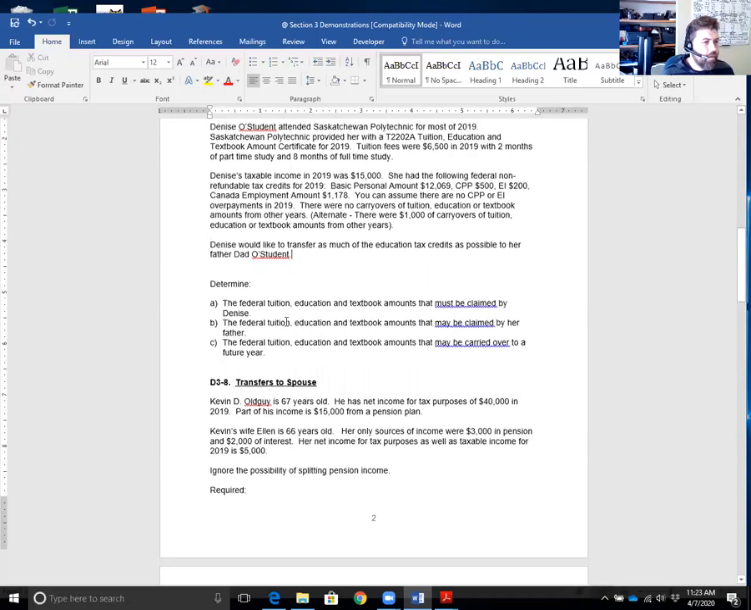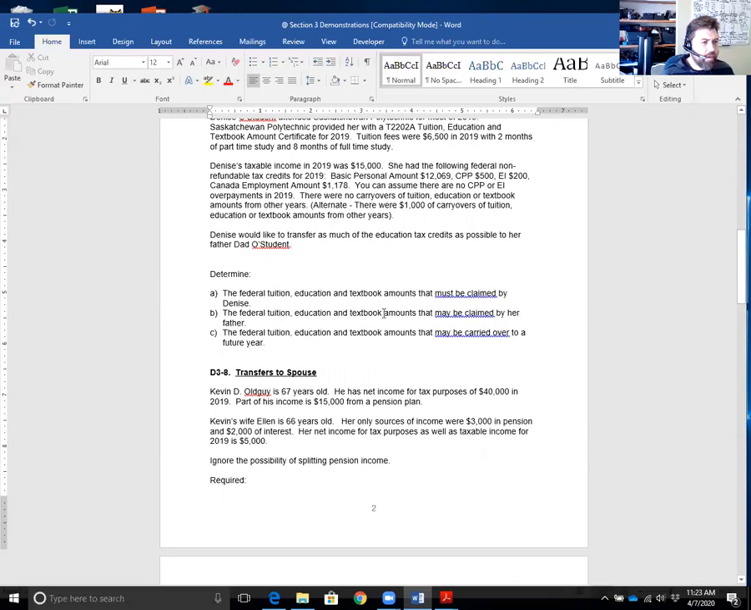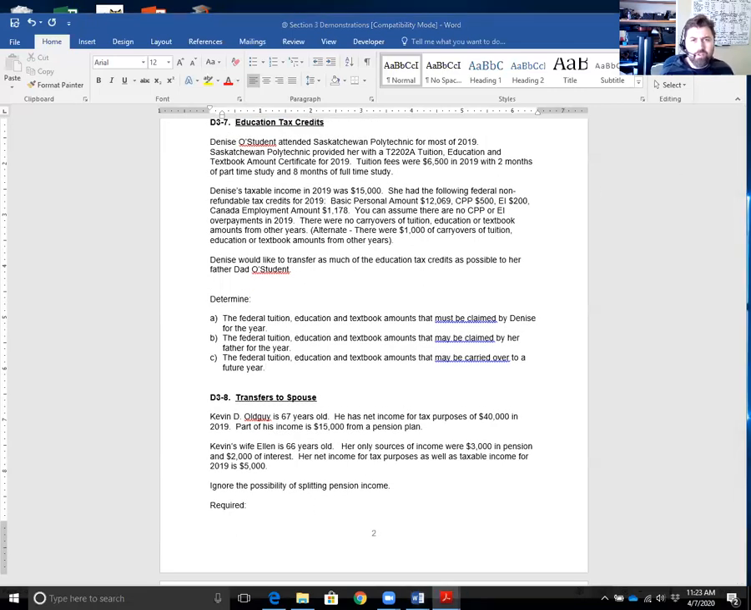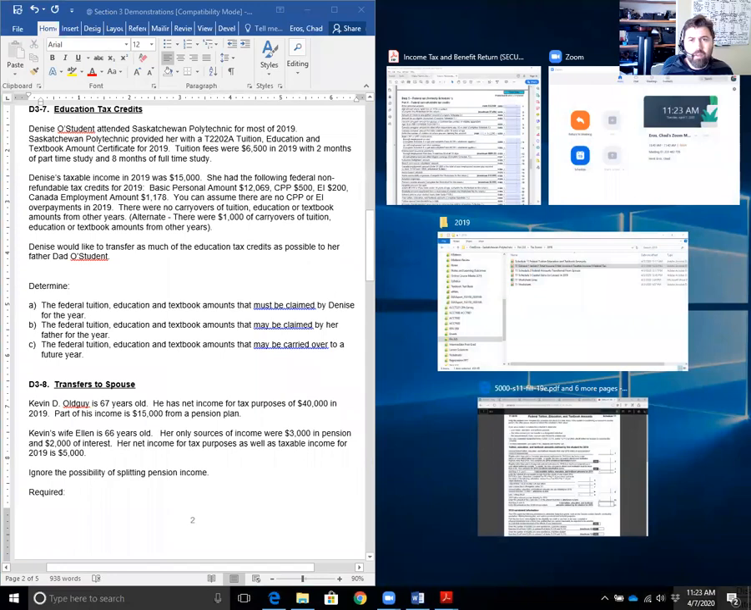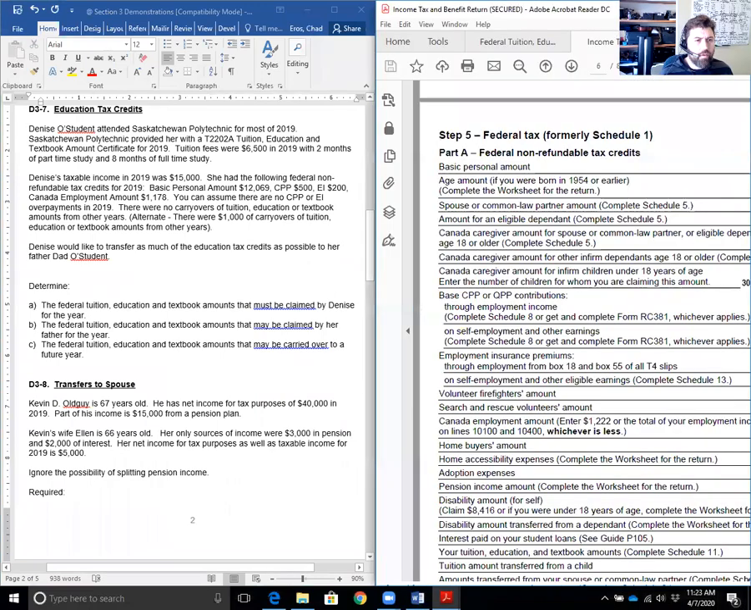So determine the federal tuition, education, textbook amounts that must be claimed by Denise, let's say for the year. And then the federal tuition, education, and textbook amounts that may be claimed by her father for the year. And the federal tuition, education, and textbook amounts that may carry over to a future year. Okay, so let's actually, just for fun, I'm gonna push this over here.